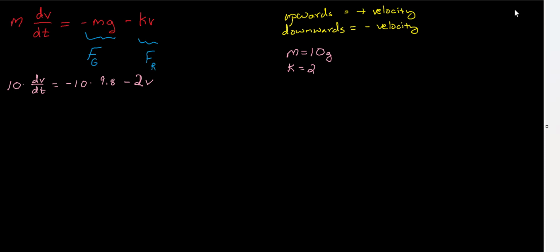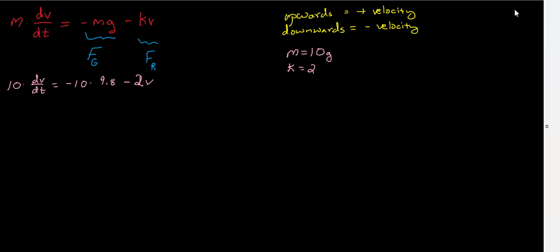Our goal in solving this differential equation is to figure out what v is and come up with some sort of equation for velocity, and maybe talk about the terminal velocity of this person that has jumped out of the helicopter. So I'm going to clean this up a little bit.